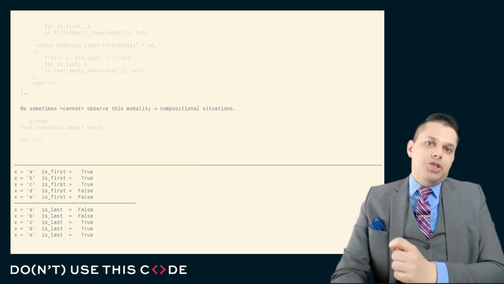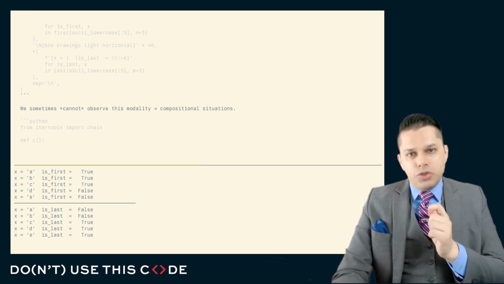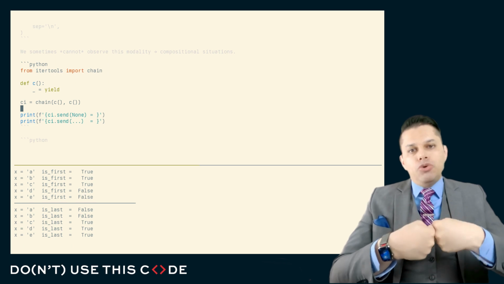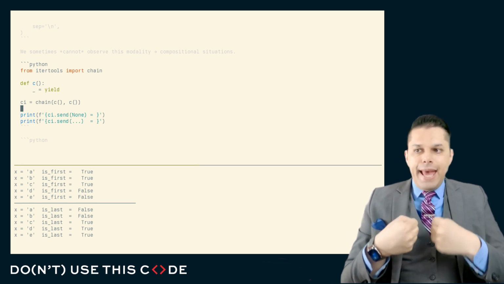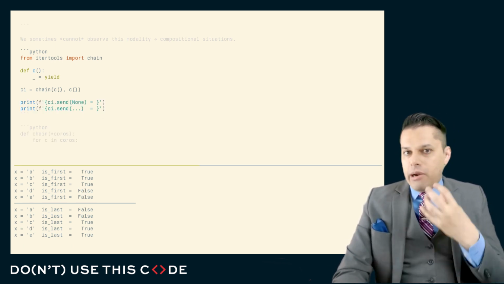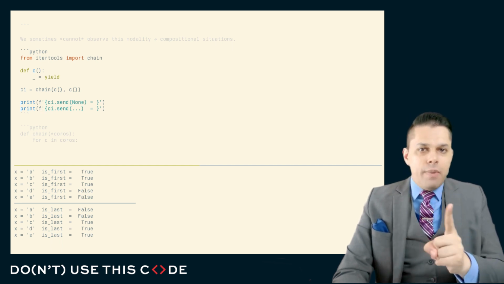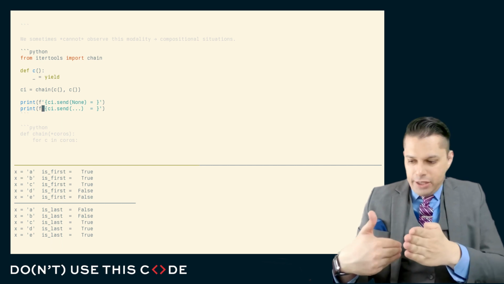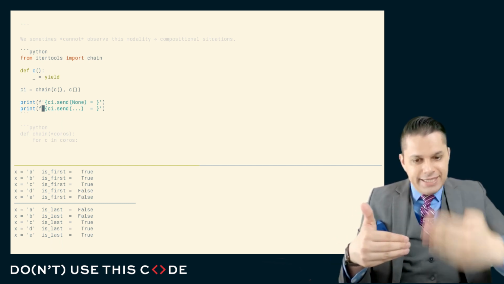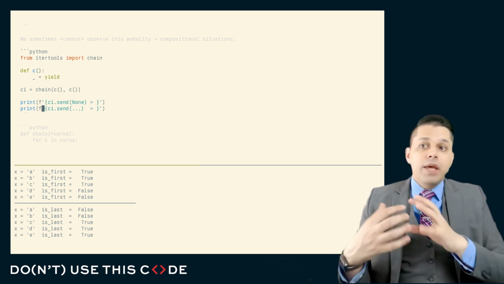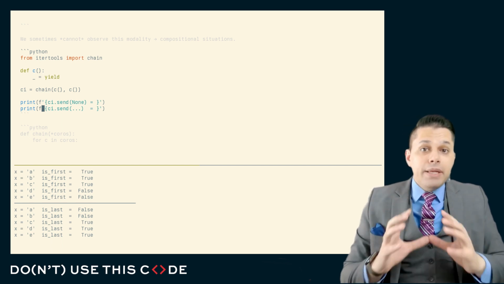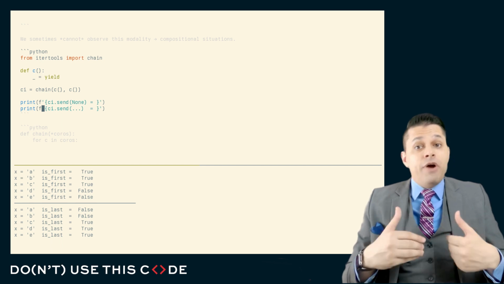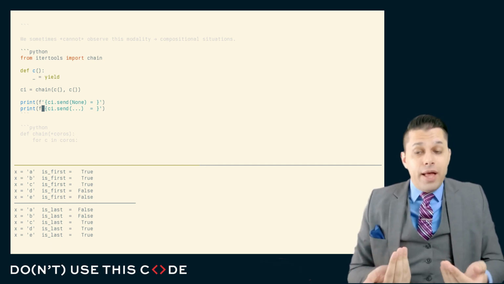In compositional situations, however, it may not be possible for us to observe this modality. Let me show you an example. Here, I'm taking two coroutines and I'm chaining them together. And in the execution code here, I may not be able to observe whether I'm at the very beginning of one of these two coroutines. I may not know. Am I at the beginning of the first one that I chained? Am I at the beginning of the second one that I chained? Am I at the beginning of the third one that I chained? In this compositional circumstance, I may not be able to observe if I'm first or not. And as a consequence, I may not know if I'm allowed to send in a non-None value.